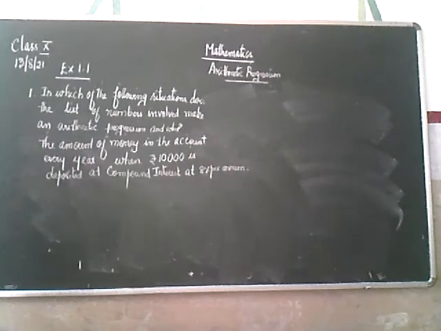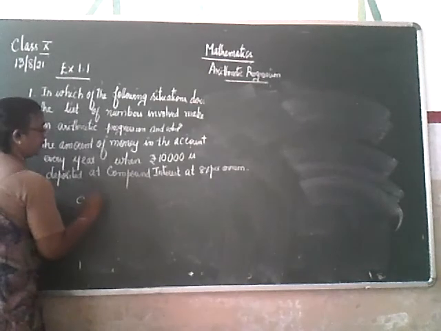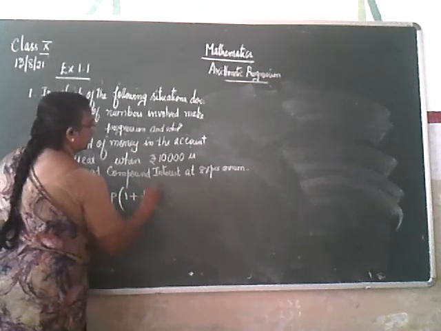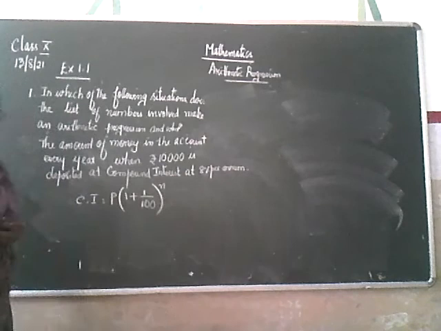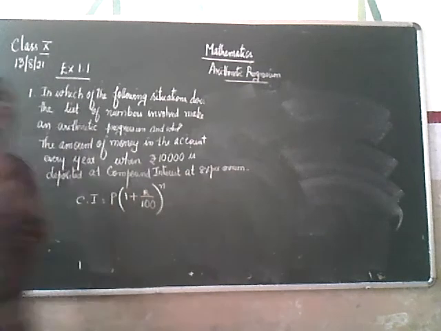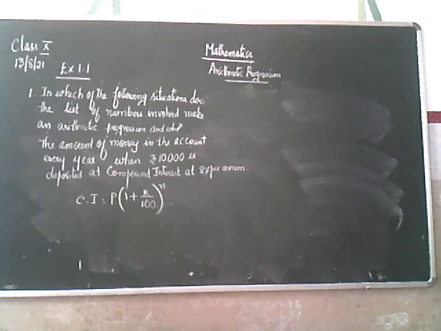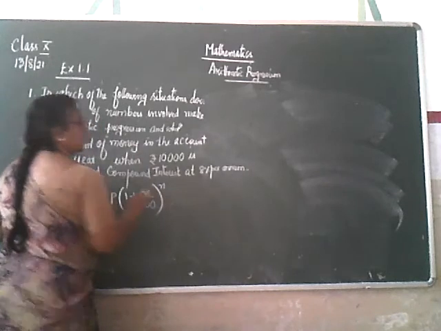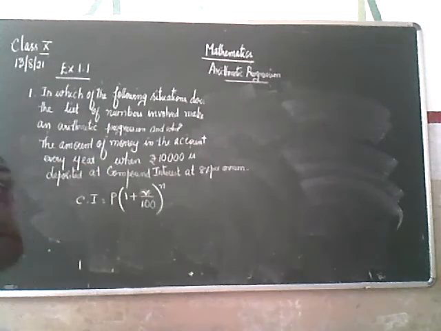See, here the amount of money in the account every year when 10,000 is deposited at compound interest. In the earlier classes you learned compound interest, but you might have forgotten. So the formula for compound interest is the principal into 1 plus r by 100 the whole to the power of n, where r is the rate of interest and n is the number of years.